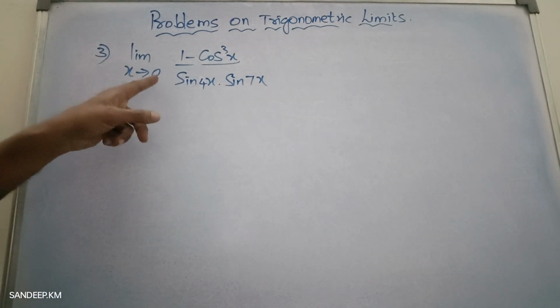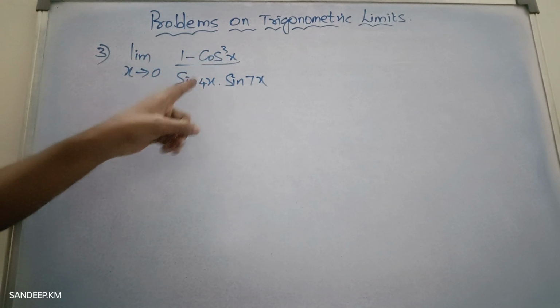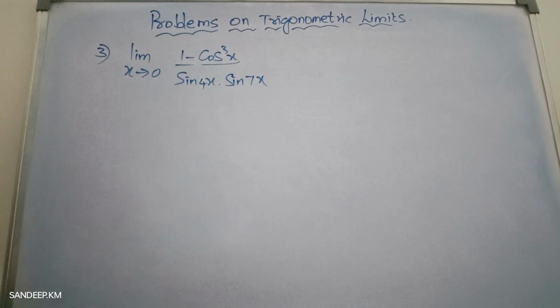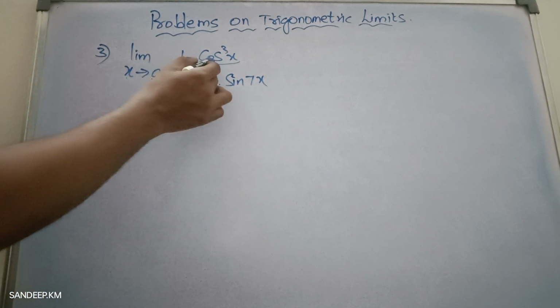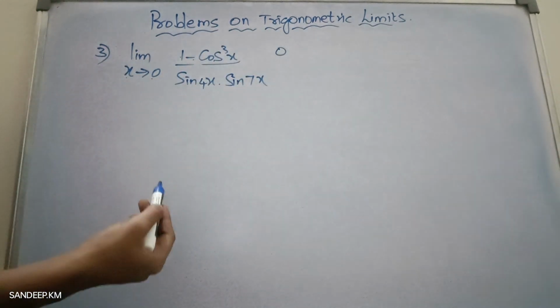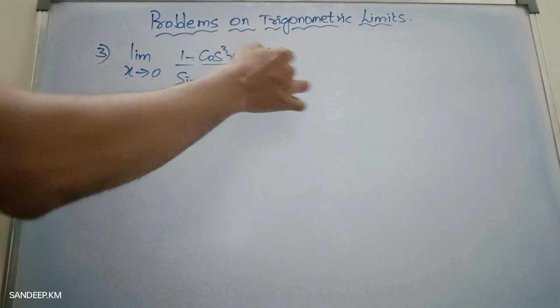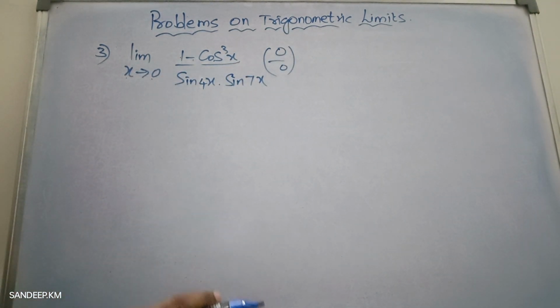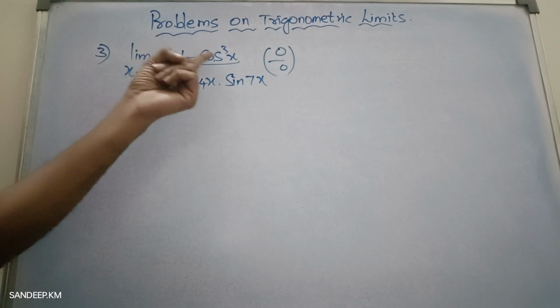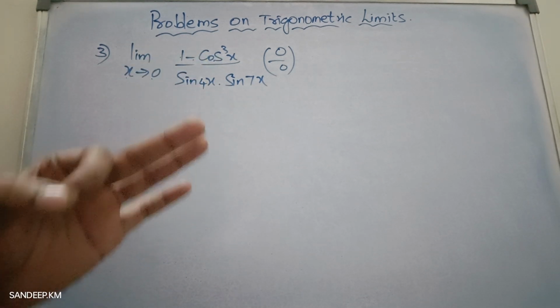So limit x approaches 0, 1 minus cos cube x divided by sin 4x into sin 7x. If I directly substitute x as 0, the numerator is 1 minus cos cube 0. So you'll get 0 in the numerator and at the same time 0 in the denominator. It is in the form of 0 by 0. Okay now. So what am I going to do is, first of all, by observing the numerator itself, I understood what identity I am going to use.